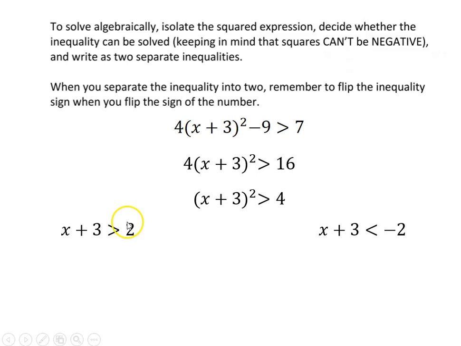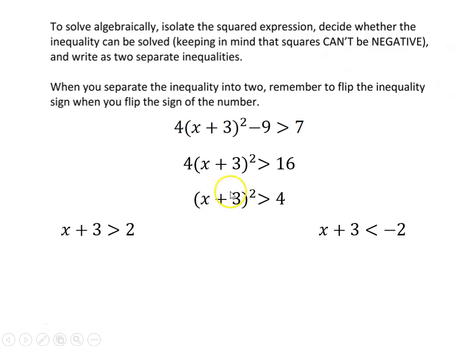2 times 2 is 4. But negative 2 times negative 2 is also 4. So what this sentence is saying is that when we flip the inequality, when you flip the sign of the number, this positive number became a negative number. So then this sign will flip and become a less than. What that means is that we want numbers that are less than negative 2 inside this parenthesis.